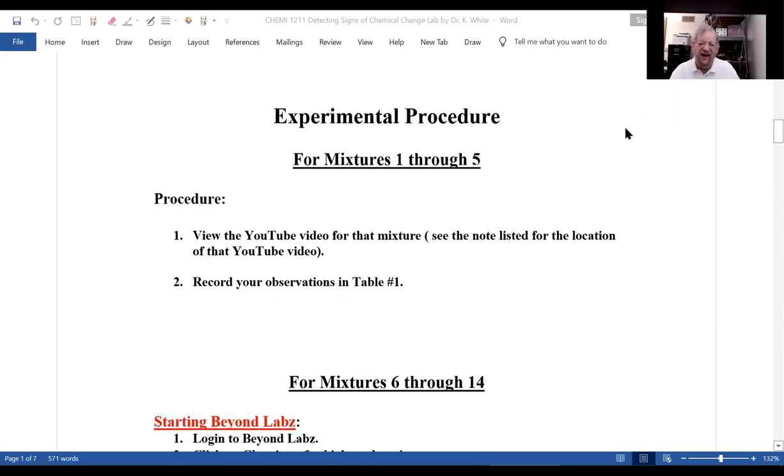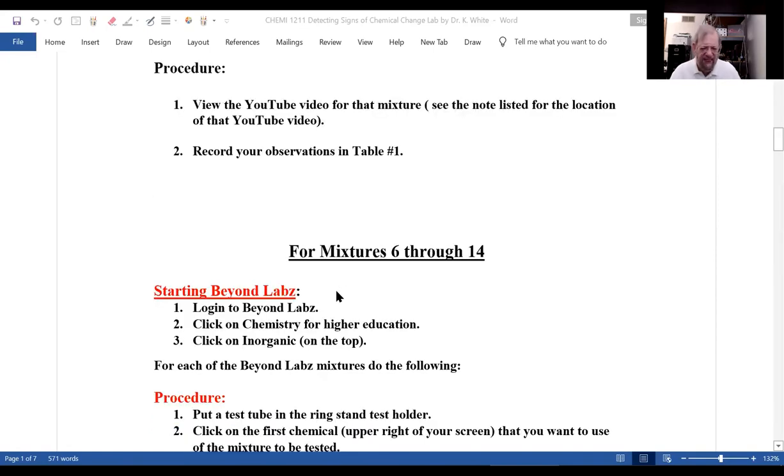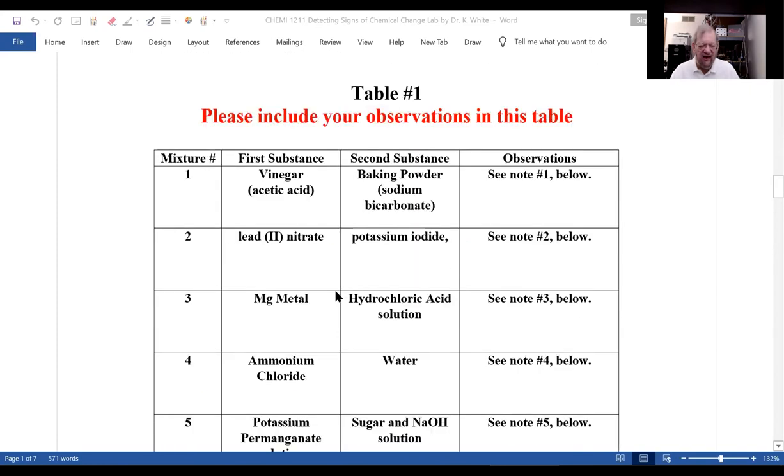Beyond Lab Z has some good stuff, but they're missing stuff in their lab that I could find. So I found a few others. There are two procedures for mixtures 1 through 5. View the YouTube video for that mixture, see the note listed for the location, and record your observation in table one. So let's go down to table one.